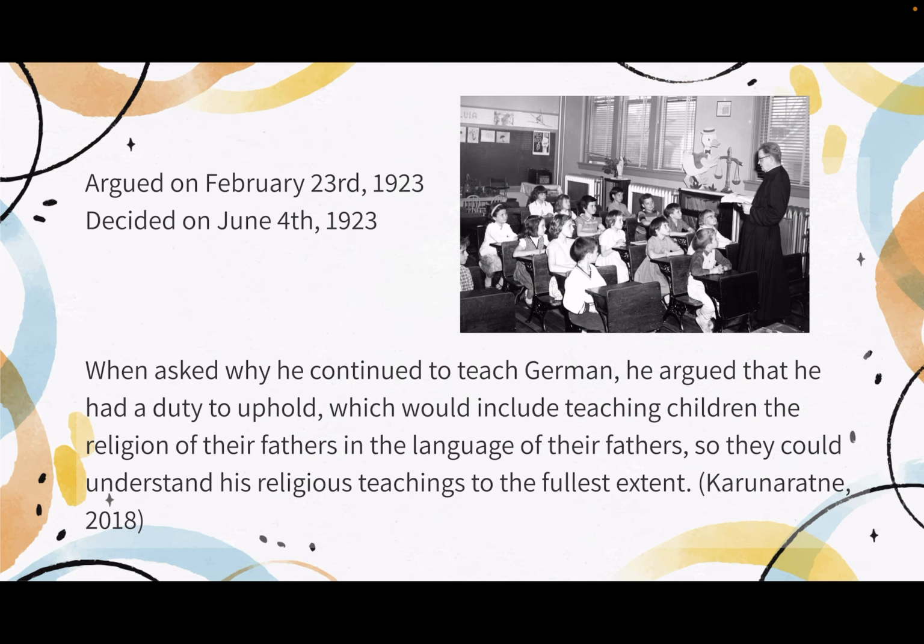His Supreme Court case was then argued on February 23rd of 1923, and the ruling was decided on June 4th, 1923. When Meyer was asked why he continued to teach German, he argued that he had a duty to uphold, in which he believed that this duty would include teaching children the religion of their fathers and the language of their fathers, so that they could understand his religious teachings to the fullest extent.